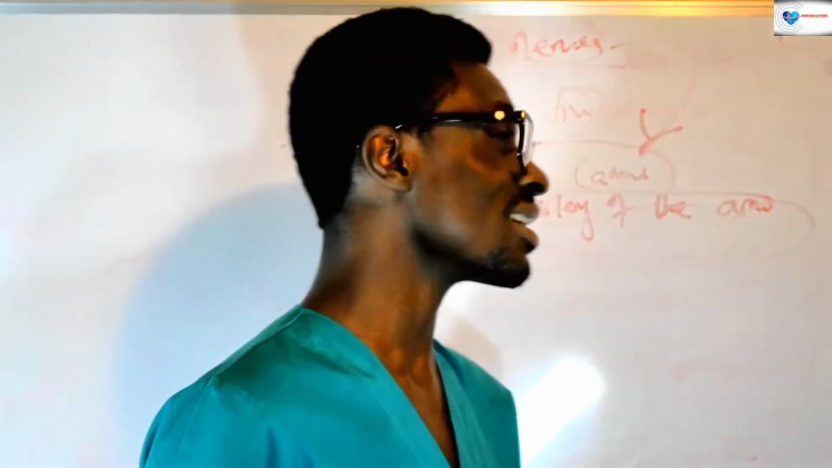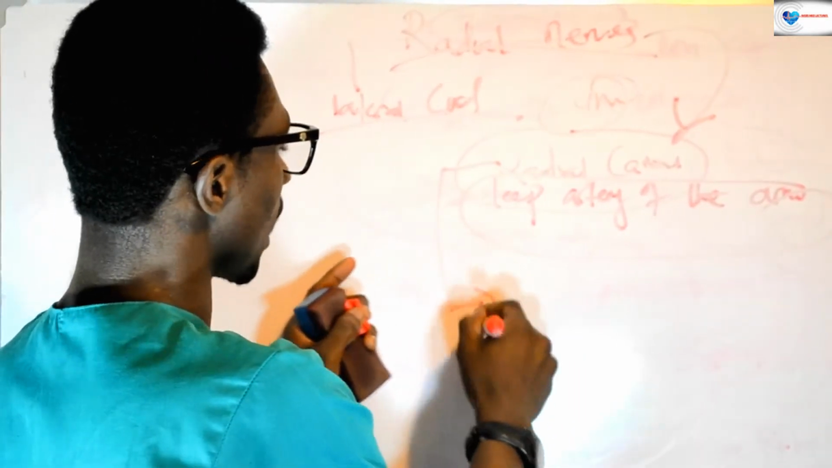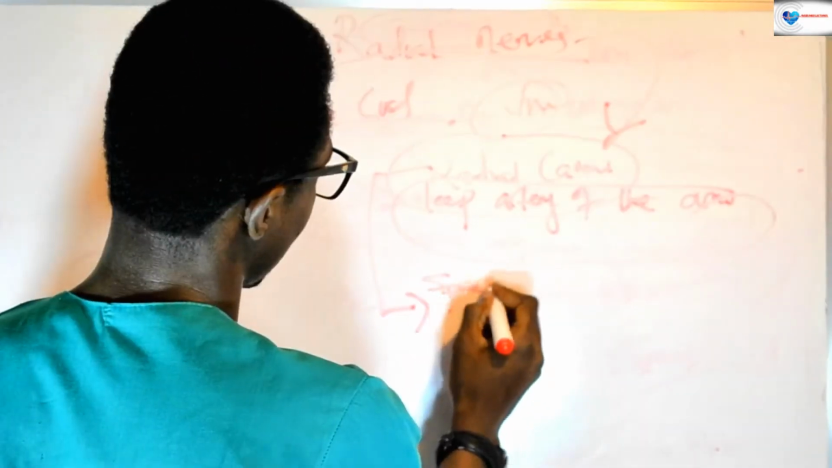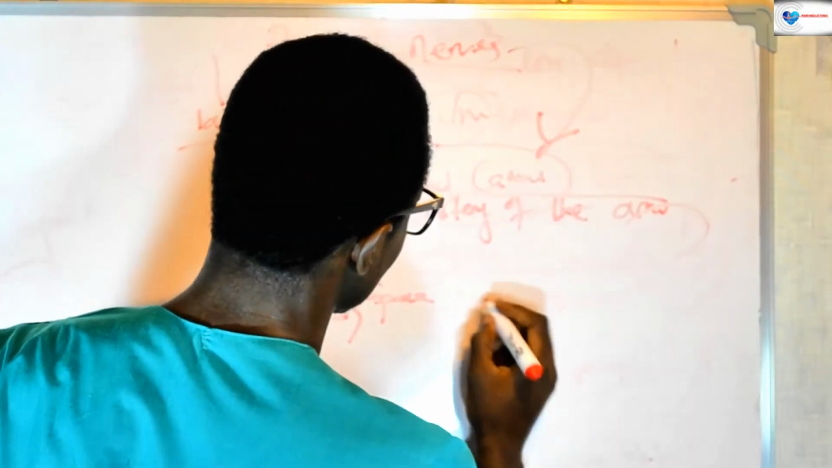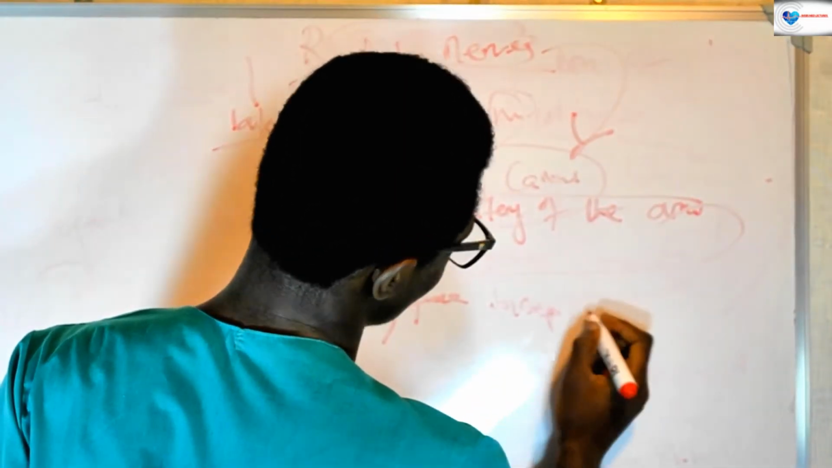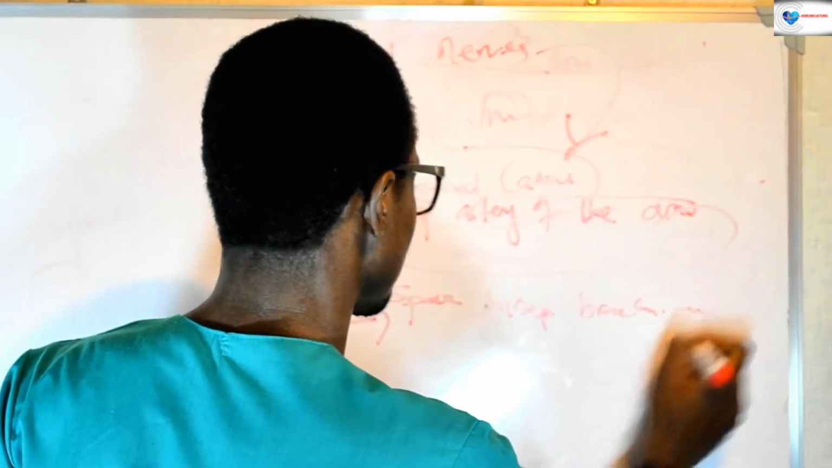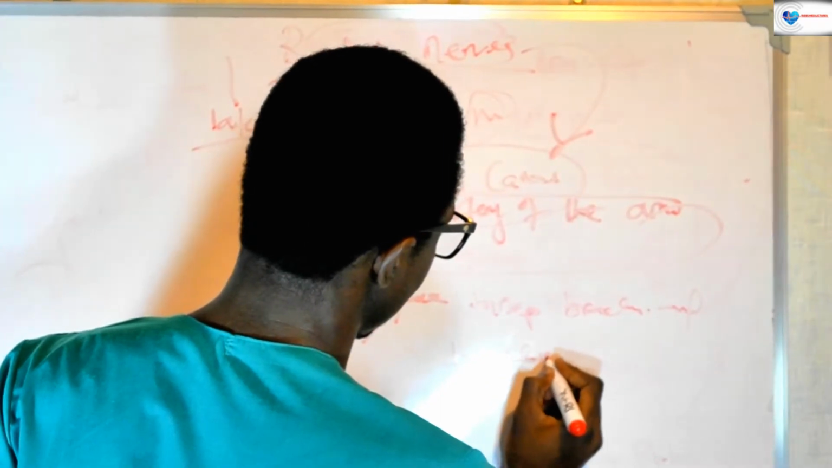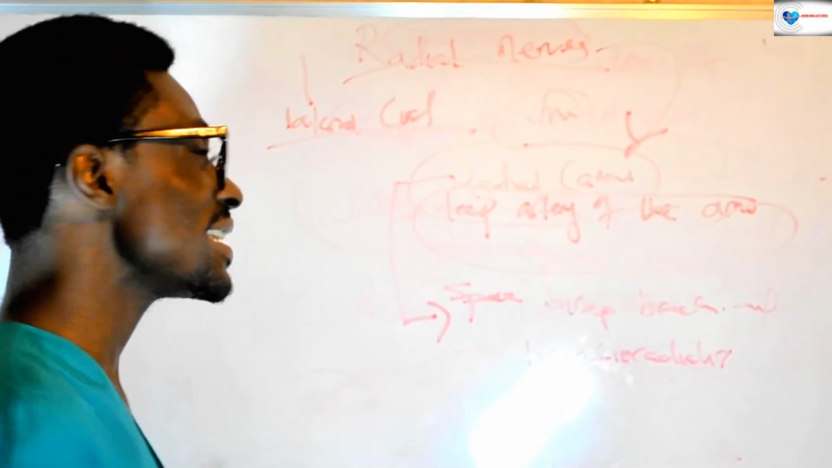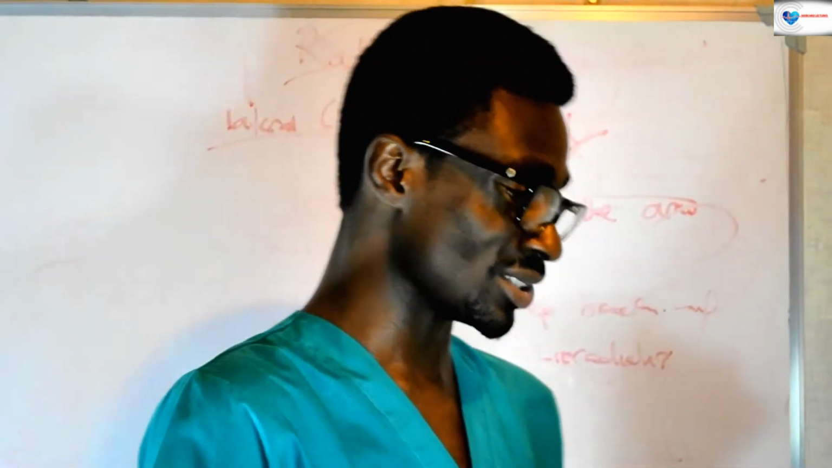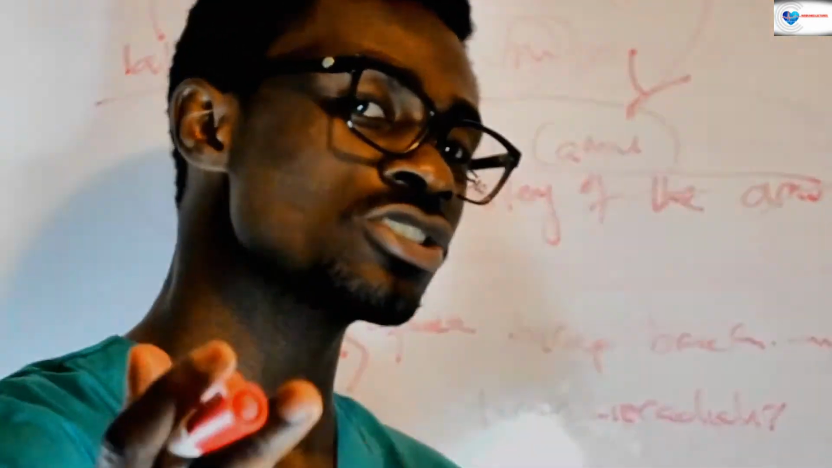So now, the radial nerve escapes this particular radial canal through a space that is found between the biceps brachii and the brachioradialis, guys. So after escaping this canal, you understand that this particular nerve finds its way to the cubital fossa, guys.